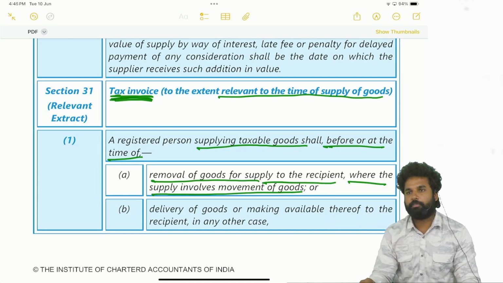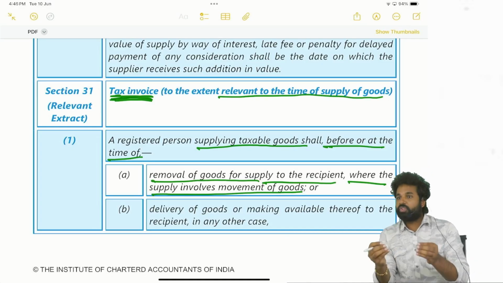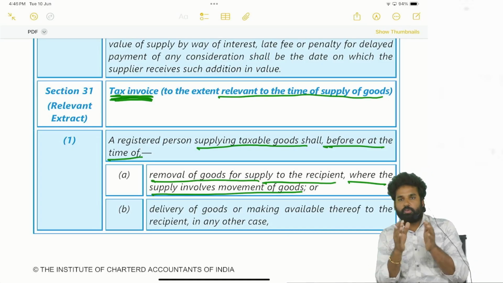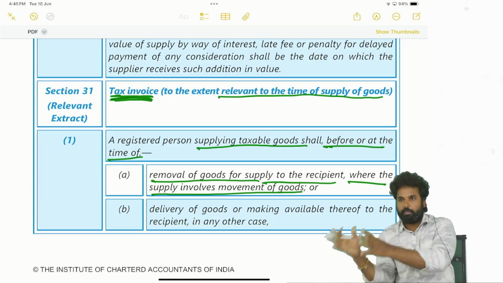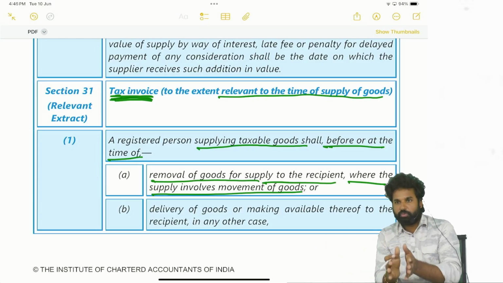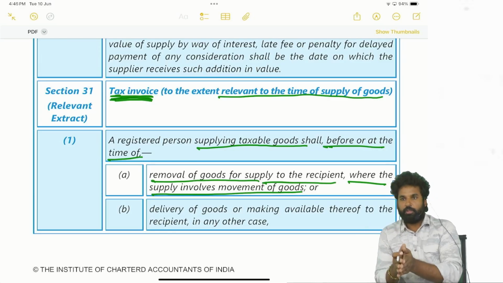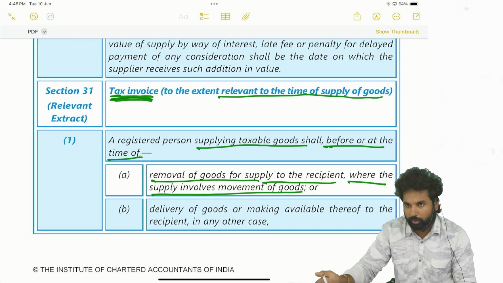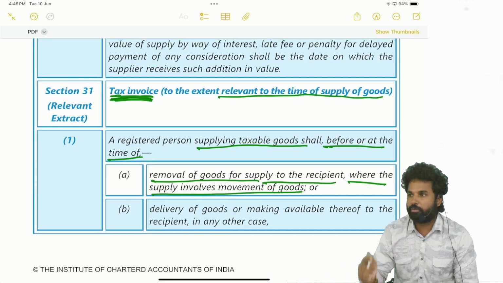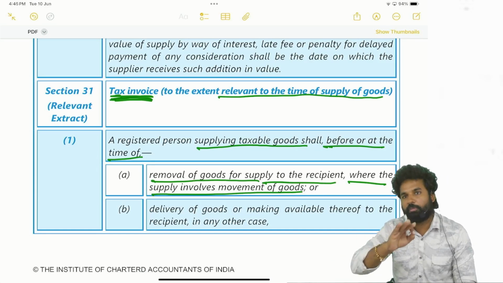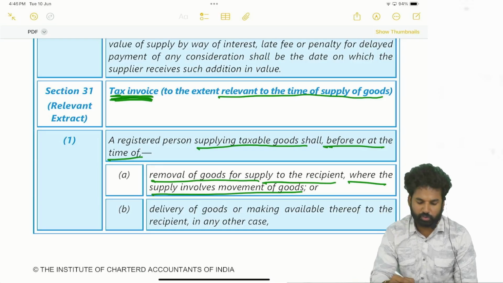Removal for supply. When the goods involve movement, that means goods have to be moved from one place to another place. In such cases, on or before the date of removal for the movement, the invoice shall be issued. That means when the goods are being moved, by that time the invoice shall be issued. So without an invoice you cannot make the movement of the goods. Correct? This is what the first point is.